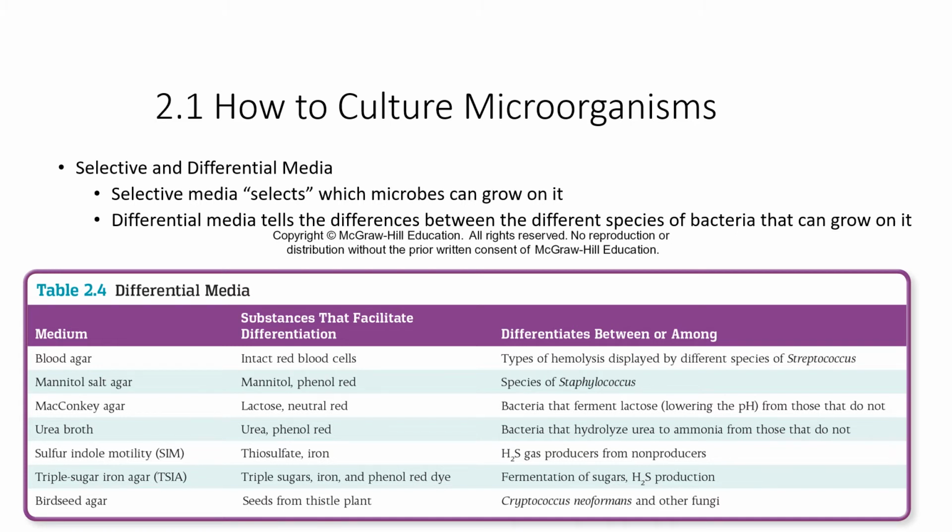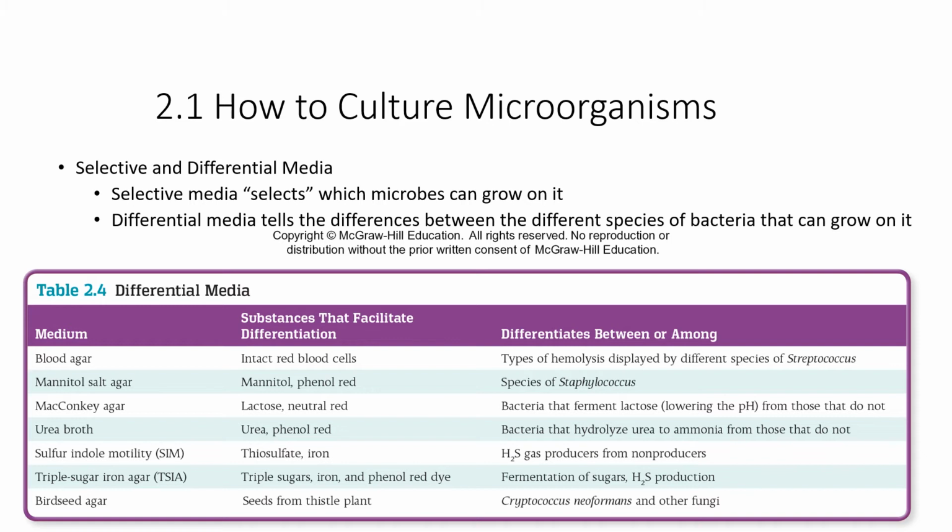MacConkey agar has the sugar lactose. Again, not very many microbes have the genes necessary to utilize the sugar lactose. Those that can will ferment the lactose, changing neutral red from red to a yellow. Or I'm sorry, going from clear to a red. It's hard sometimes keeping all these straight in your head.